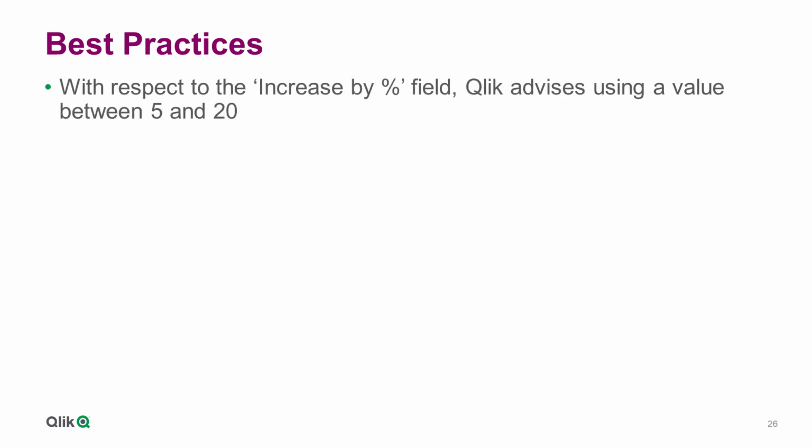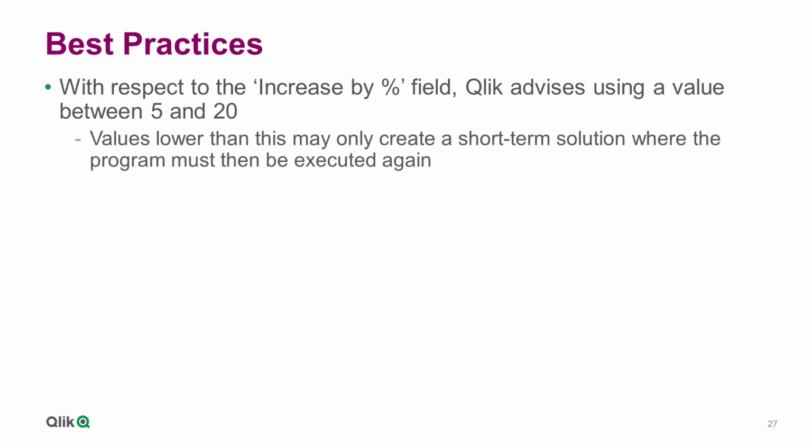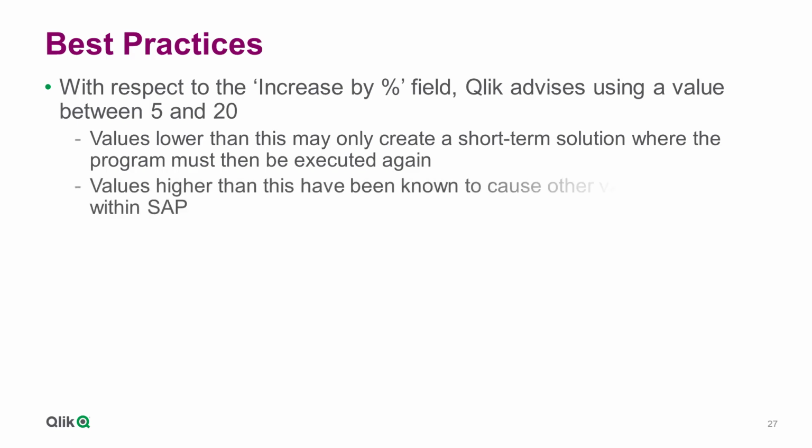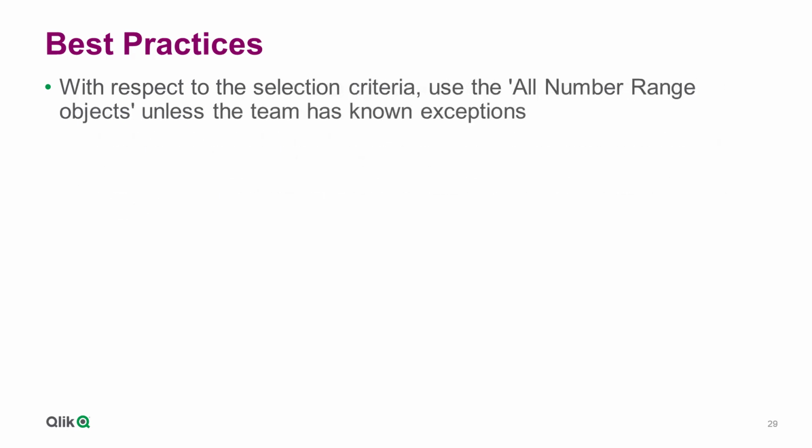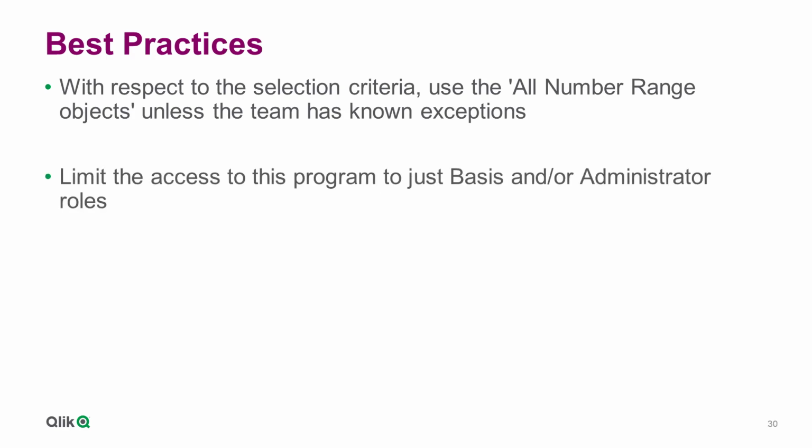This slide contains a summary of best practices. With respect to the Increase by percent field, Qlik advises using a value between 5 and 20. Values lower than this may create only a short-term solution where the program must then be executed again, and values higher than this have been known to cause other various issues within SAP. With respect to the selection criteria, use the All Number Range Objects unless the team has known exceptions. Be sure and limit the access to this program to just basis and/or administrator roles.